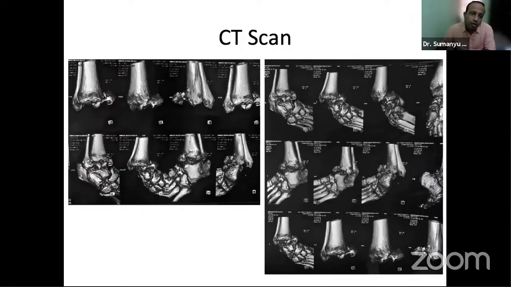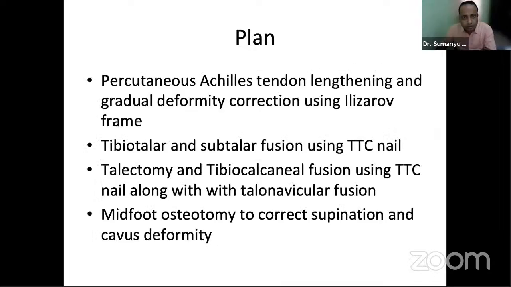On further CT scan, the X-ray finding was further confirmed. There's a comminuted fracture of the medial malleolus and adjacent tibial plafond. So then I thought of doing a percutaneous Achilles tendon lengthening and using an Elizarov device for gradual correction. I was also thinking about whether we can do a tibiotalar and subtalar fusion, or do a talectomy and use a tibiocalcaneal fusion. And if at all necessary to correct supination, we can add in a midfoot osteotomy.